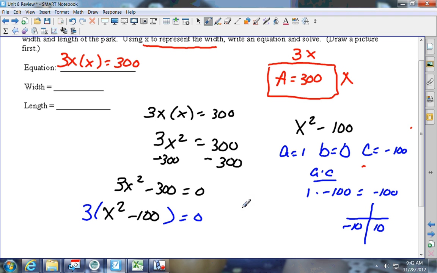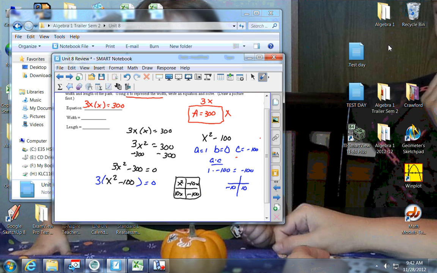So I can solve this by factoring by putting the x squared right here, the minus 100 right here, negative 10x, and positive 10x. And I can go through and find my factors this way. The other way you could do it, and which I would probably do on my test, let me get my calculator here.